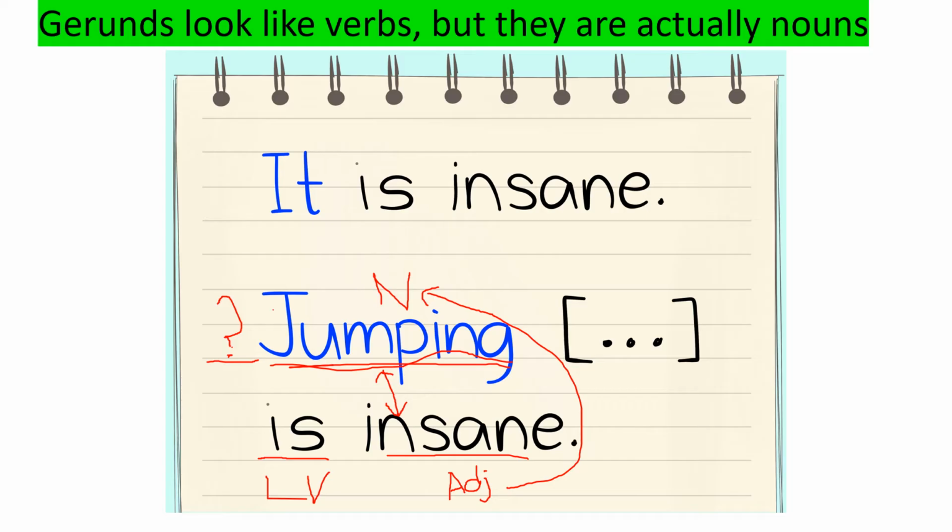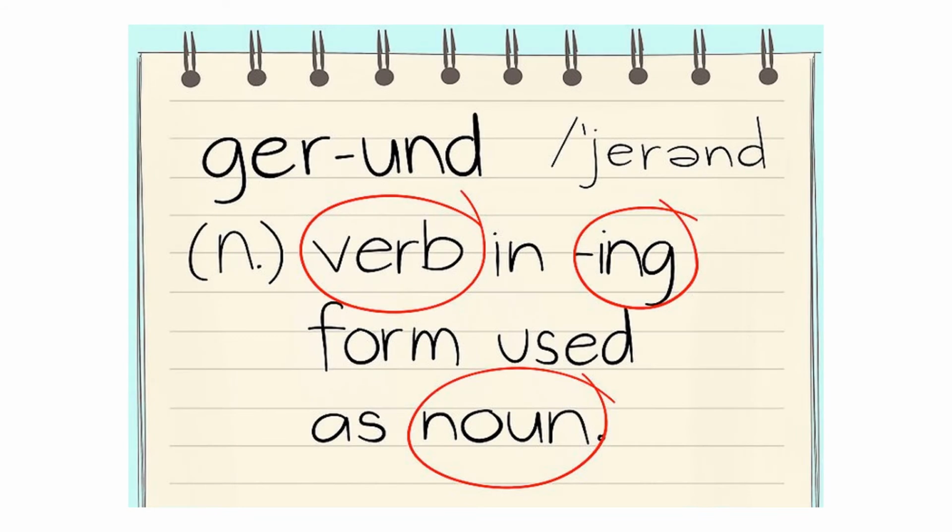And I can replace jumping with the word it. And it, of course, is a pronoun, right? So what do pronouns do? They replace nouns. Okay, a pronoun replaces a noun. So again, if we follow our rules, jumping has to be a noun. But it's not a normal noun. It has a special name. And that name is gerund.